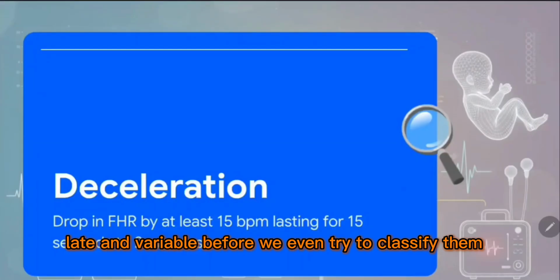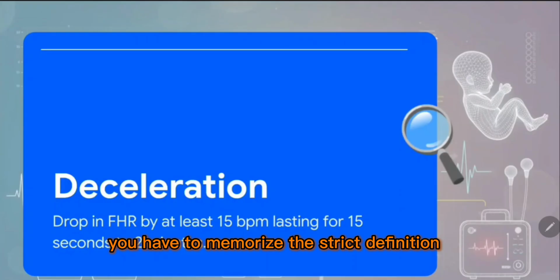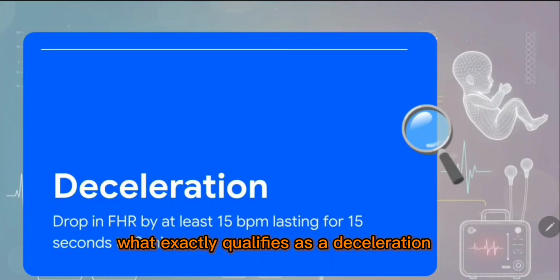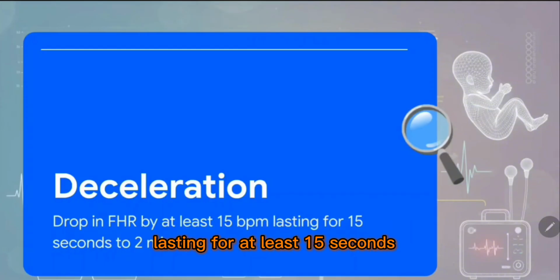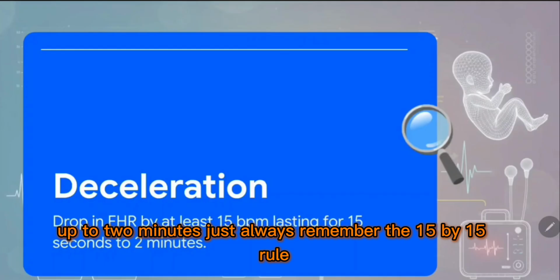Before we even try to classify them, you have to memorize this strict definition. What exactly qualifies as a deceleration? It's a drop in the fetal heart rate by at least 15 beats per minute, lasting for at least 15 seconds up to 2 minutes. Just always remember the 15 by 15 rule.